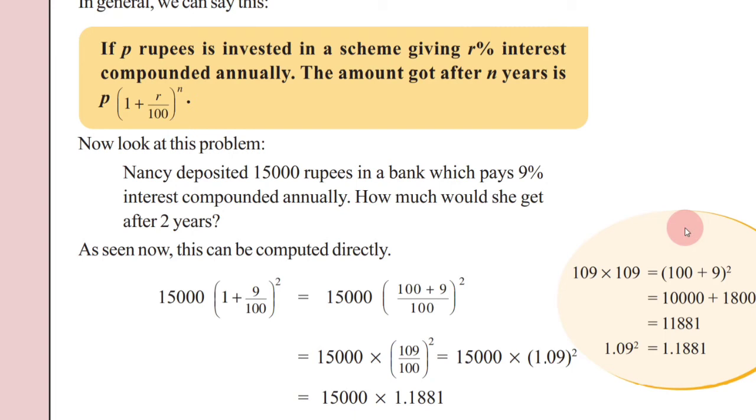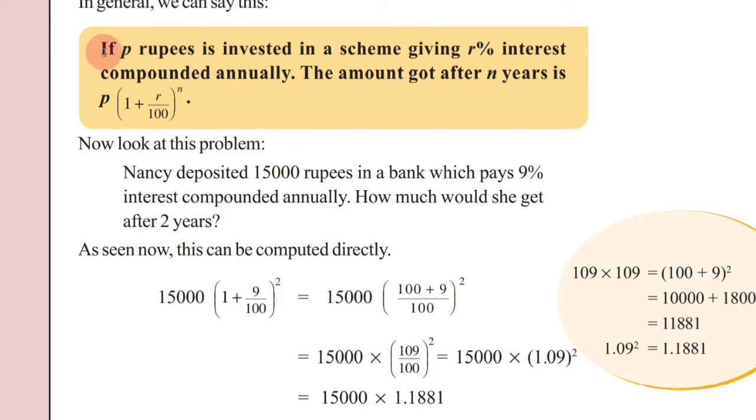In the case of simple interest, we have an easy equation. What is that equation? Yes, the equation is I is equal to PNR by 100. Like that, we have an equation to find out the compound interest. What is that equation? Yes, here we have an equation.